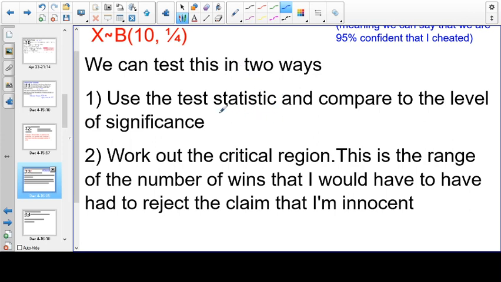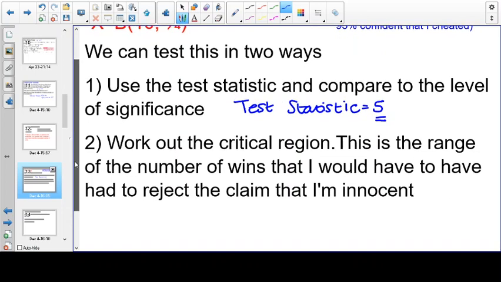We can use what we call the test statistic to compare to the significance level. Now in this case, our test statistic is 5 because I won 5 times. So 5 is our test statistic. And we can work out probabilities associated with this test statistic and compare it to the 5% significance level.